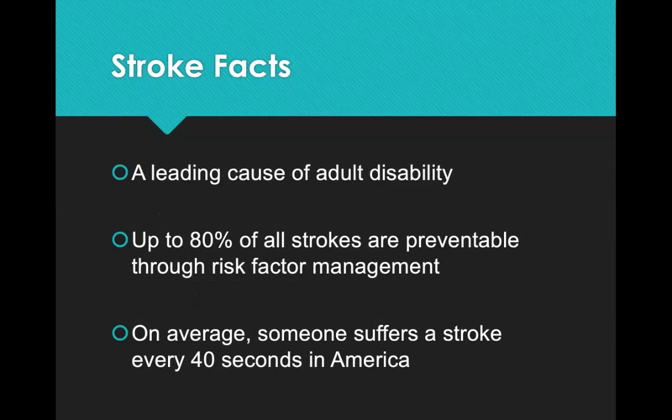It is a leading cause of adult disability. And the reality is, it is something that can be prevented. The majority of strokes can be prevented. On average, someone is suffering from a stroke about every 40 seconds within America. And it's because of poor diet and sedentary behavior as we go along.